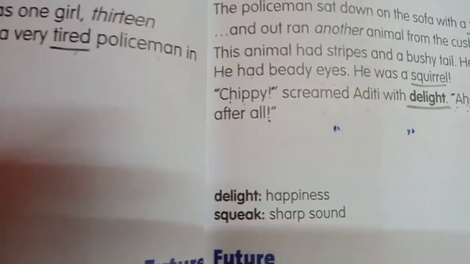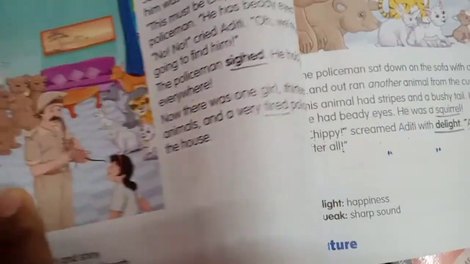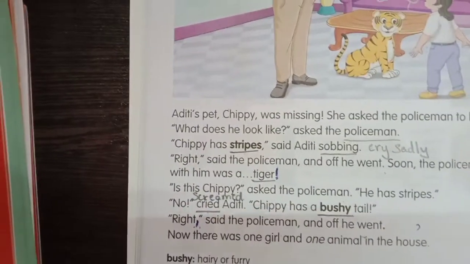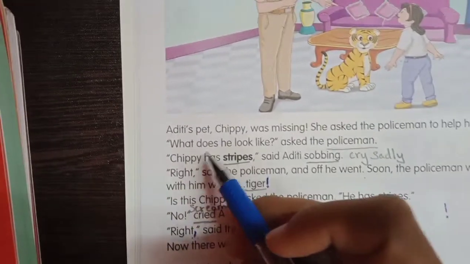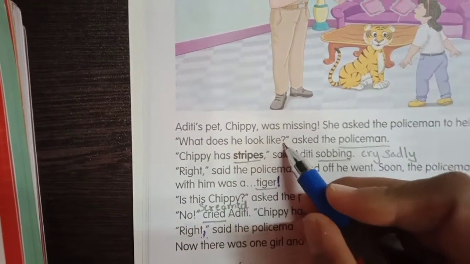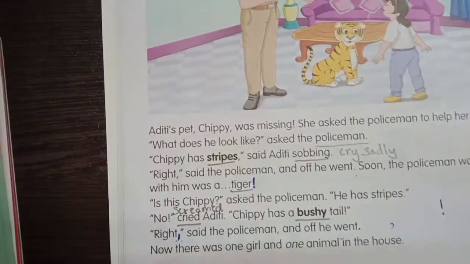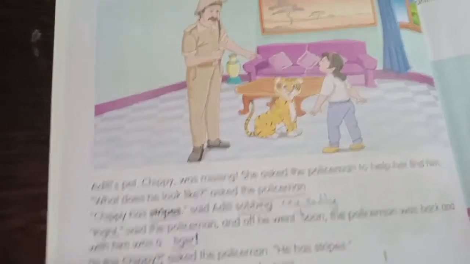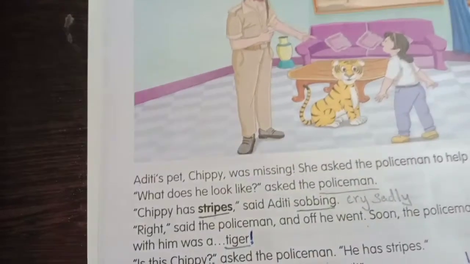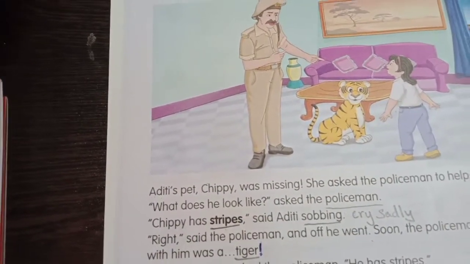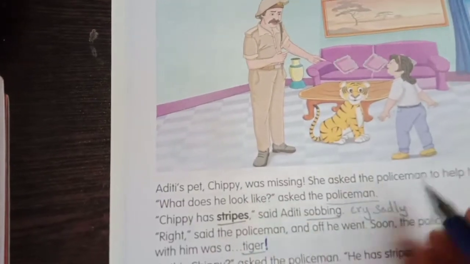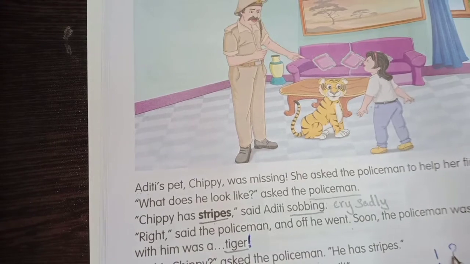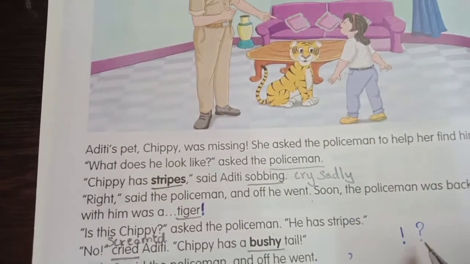So what about the question mark? When you read the story, the policeman is asking, how does your pet look like? How is it? So what does he look like? A question mark. Whenever a question is asked, like what is your name? Okay, what is your age? So these all are questioning words. Yes, so we are asking a question. So there we have to use this question mark. This is the question mark like this. We have to write the question mark.